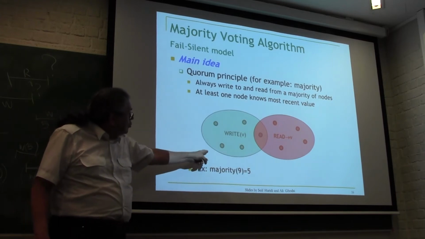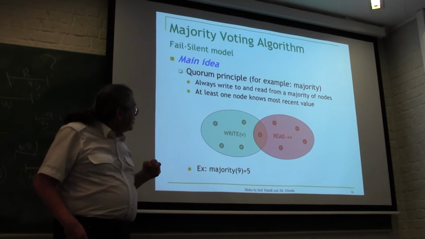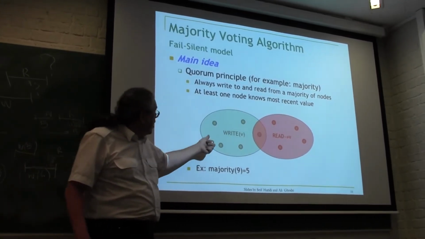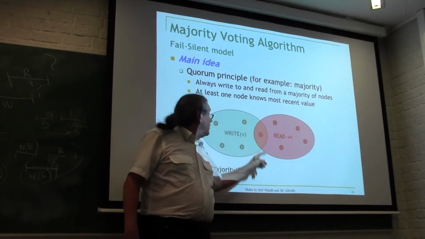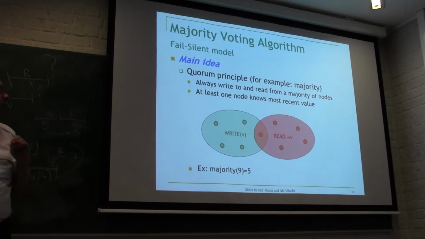So here you're assuming the number of failed nodes is less than half. So I can either have 0 failed, 1, 2, 3, or 4 failed nodes. In all of those cases, the intersection will be non-empty, okay? You see how it works, huh?